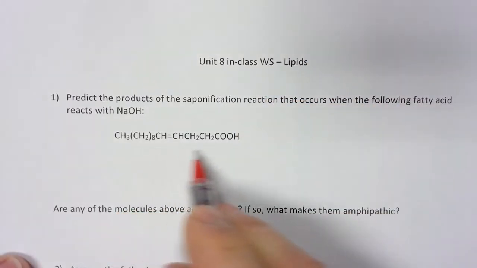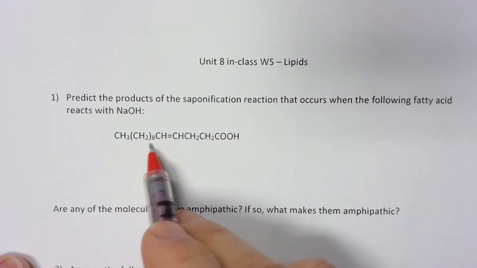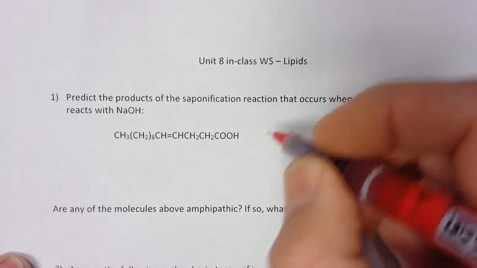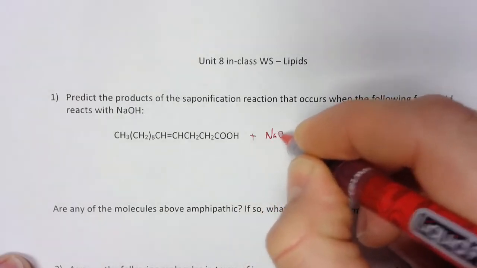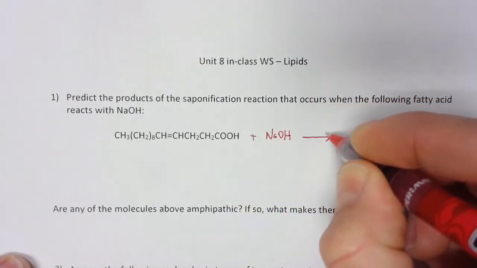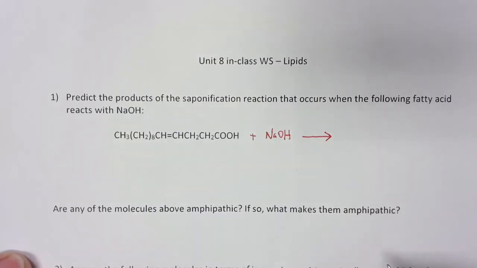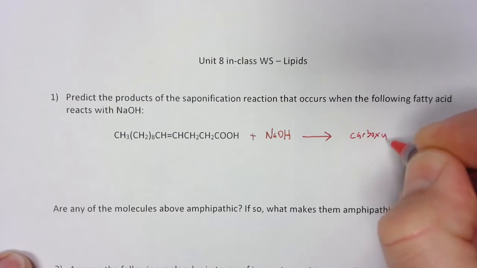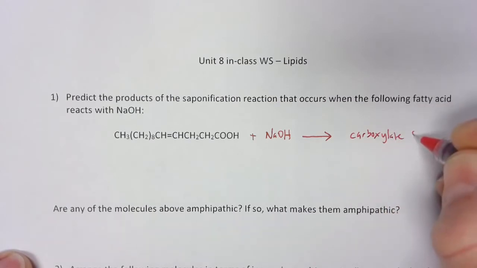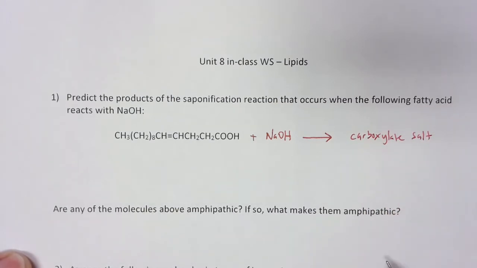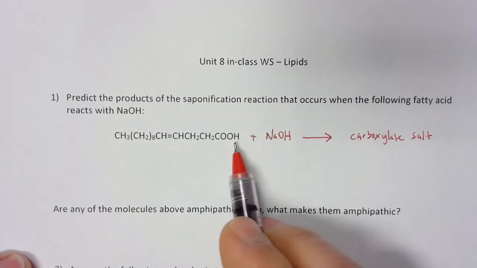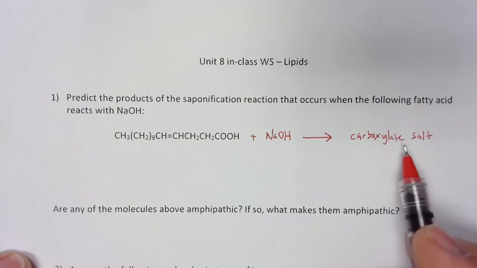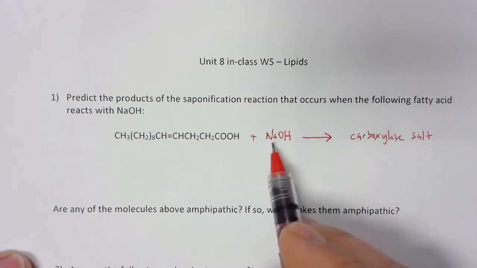So it's this fatty acid here. We know this is a fatty acid because it has a long fatty tail and the carboxylic acid. And when this reacts with sodium hydroxide, it produces a carboxylate salt. We've talked about the carboxylate ion. That's where the H is removed and it's just COO minus. This is COO minus with Na plus.